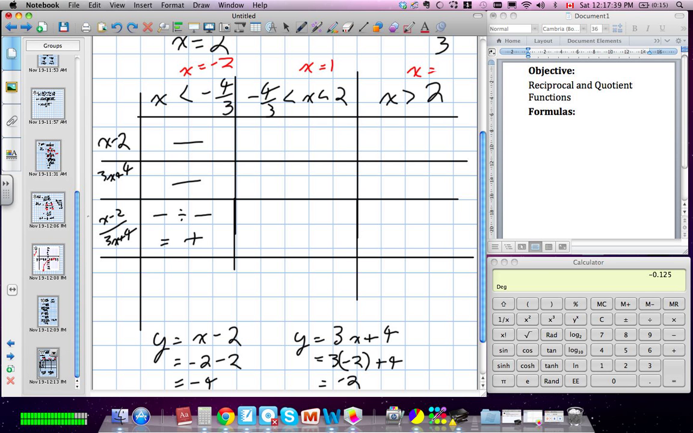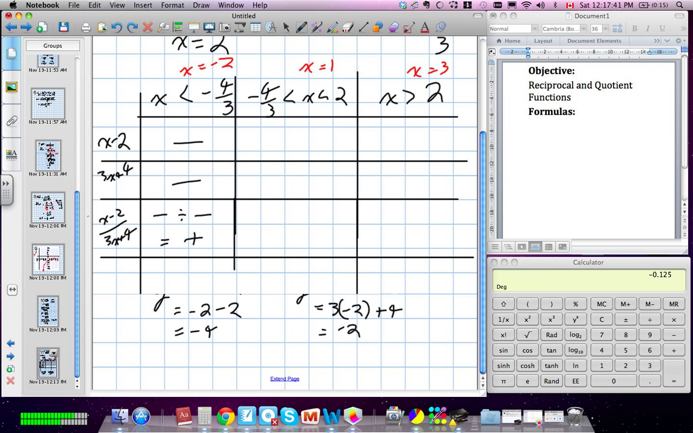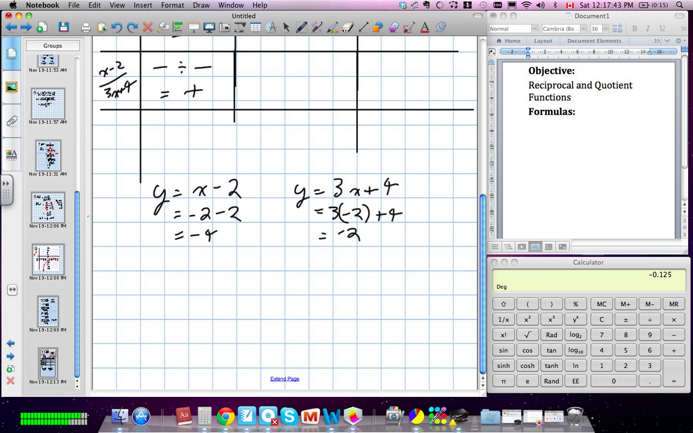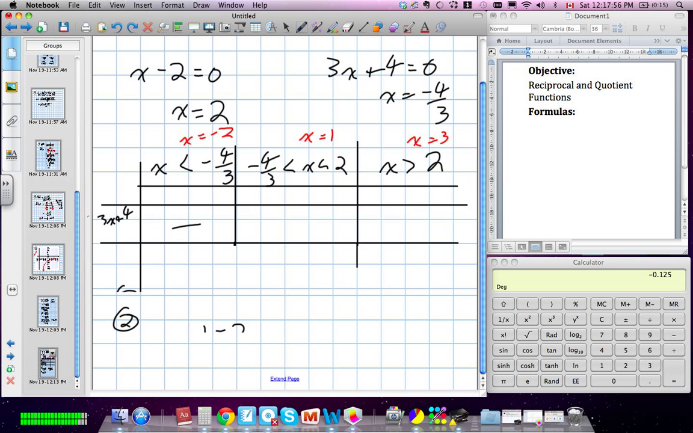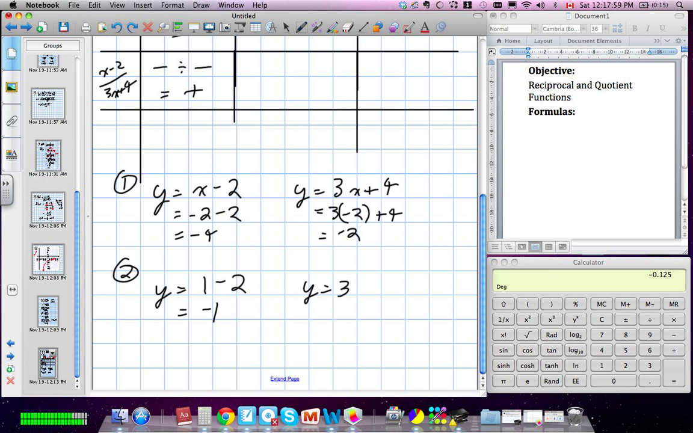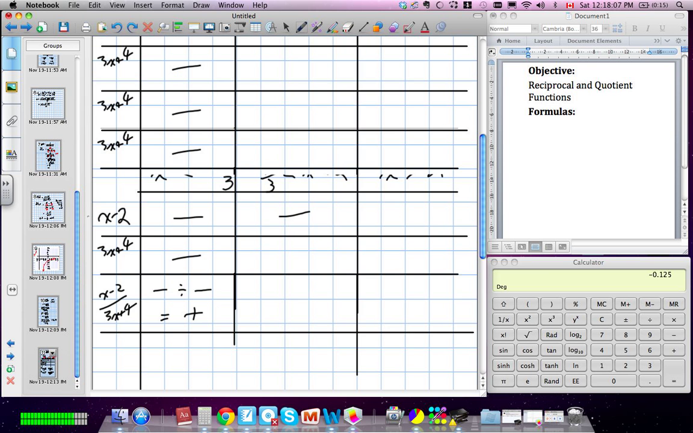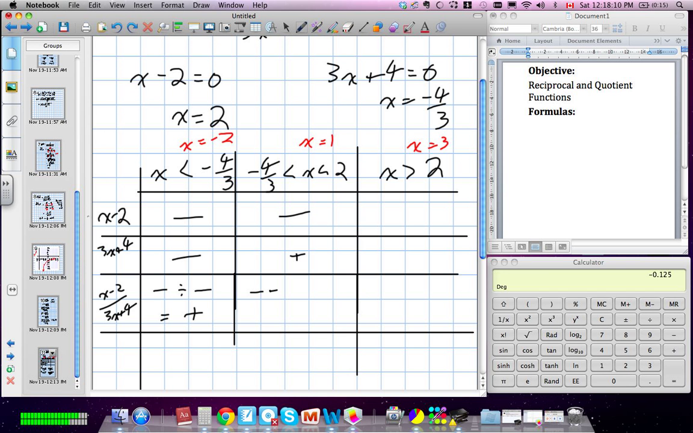So for our next test value, this was our first set. For our second set, y equals x minus 2, we're going to use 1 instead. Using the number 1, we get negative 1. So again, we're negative here. Over here, y equals 3 times 1 plus 4. That gives me 3 plus 4. I get a 7. So I'm positive here. And when I do a negative divided by a positive, I get a negative in there.